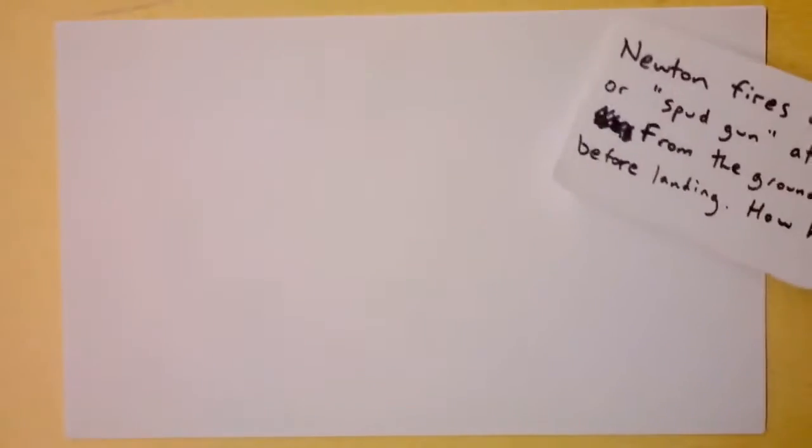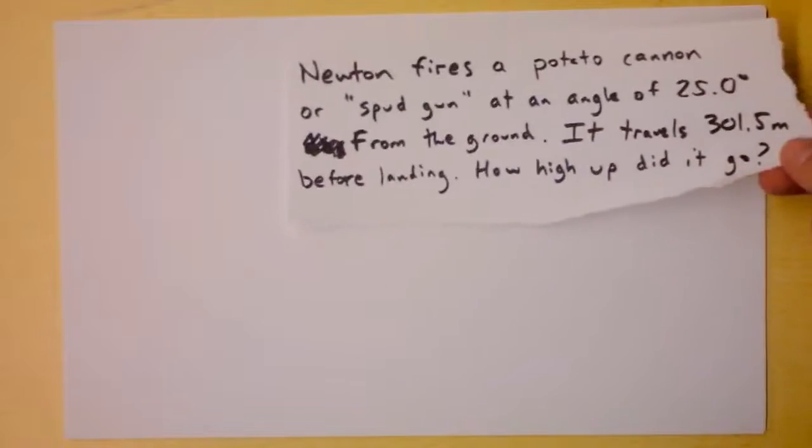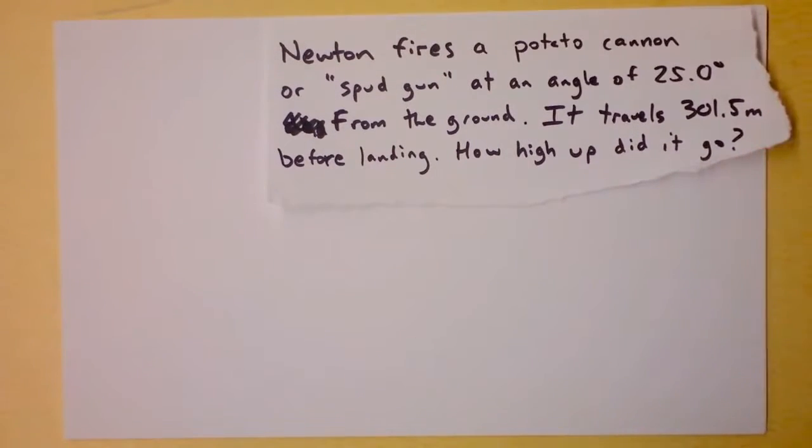You might be taking a physics class, and if so, you might meet this particularly insidious problem. It'll just come up and say, "Hey," to you, and you'll look at it and be like, "What?" And it'll say, "Newton fires a potato cannon or spud gun at an angle of 25.0 degrees from the ground."